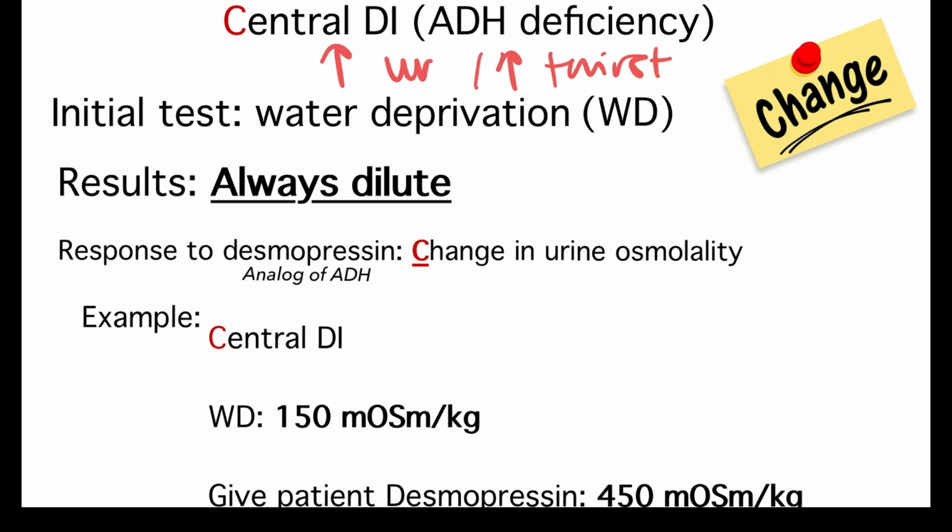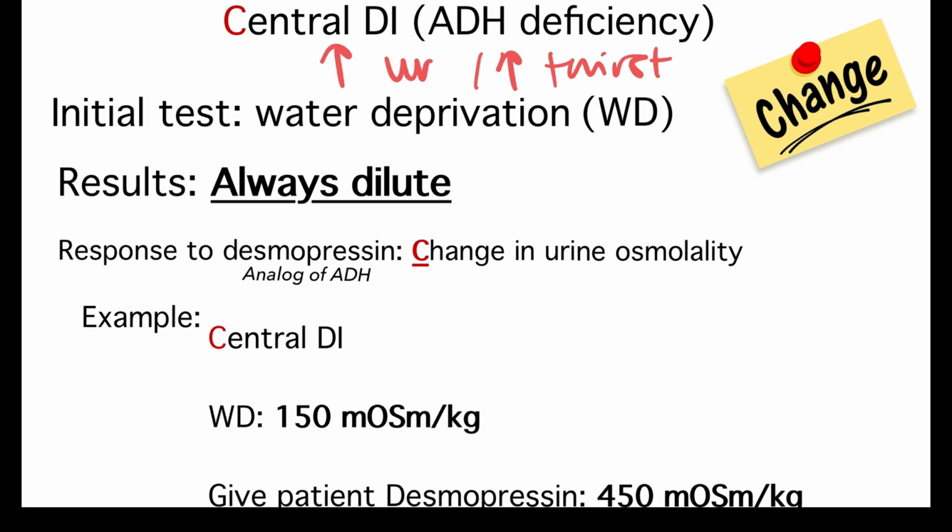The desmopressin is an analog to ADH. So it's giving the body something that it's deficient in. It's deficient in ADH. Let me give you a couple of examples. If a patient is iron deficient, what will you give them? Ferrous sulfate. You're going to replace the iron with a pill. If a patient has vitamin D deficiency, you're going to give them what? You're going to give them vitamin D to replace it.